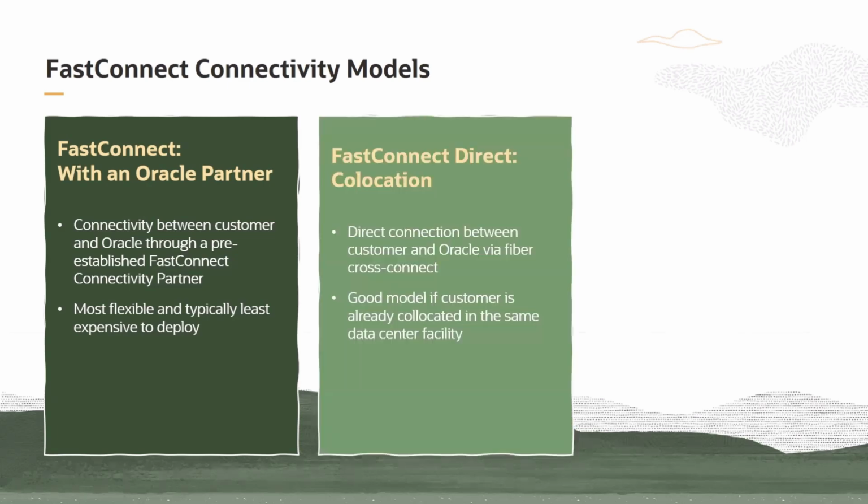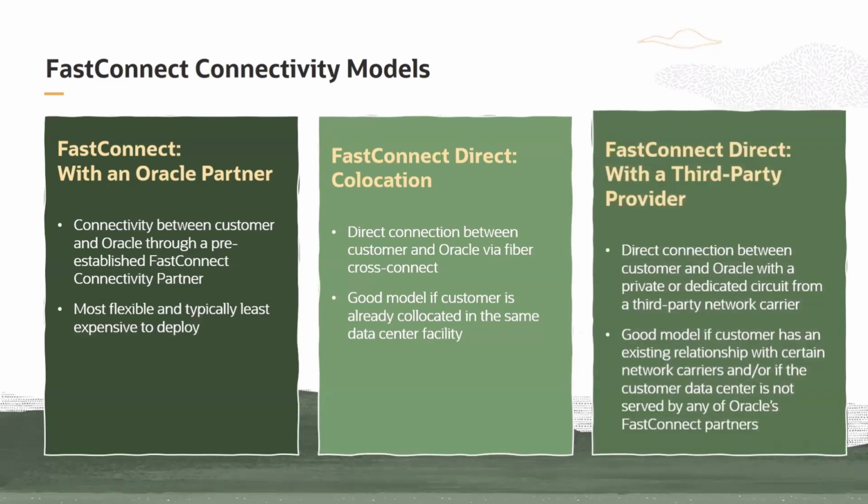The second option is FastConnect Direct co-location. In this case, the customers already have a presence in the FastConnect location. So what you need to do here is just establish a connection between your cage and the Oracle cage. This is a good model if you already have a presence in the FastConnect location.